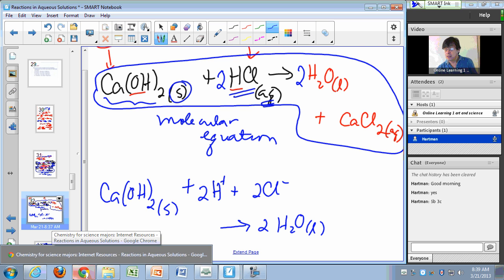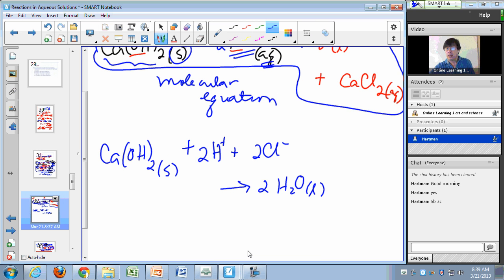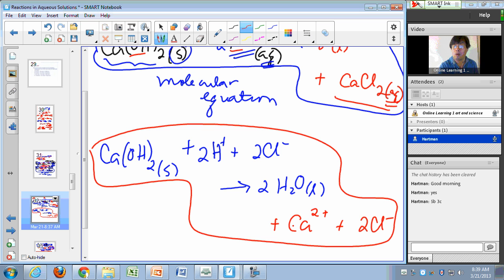Finally, calcium chloride. Okay, calcium chloride is an ionic compound in aqueous solution, so it has to be written separately. So 1 calcium ion, 2 plus, plus 2 chloride ions. So what you have here is what you would call your ionic equation.